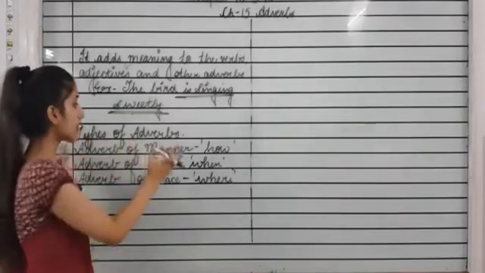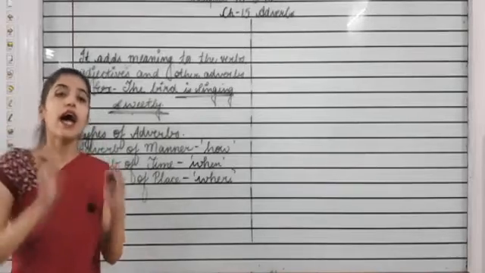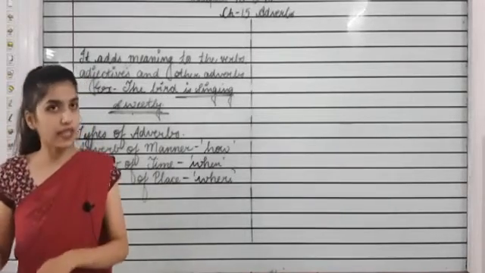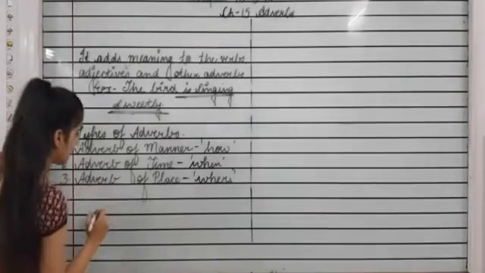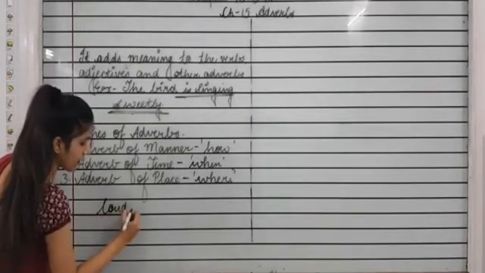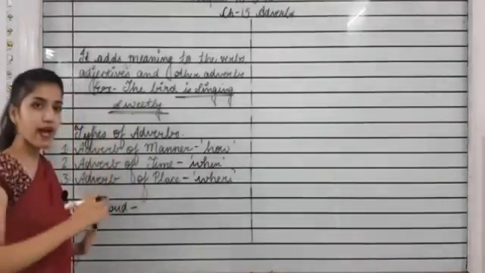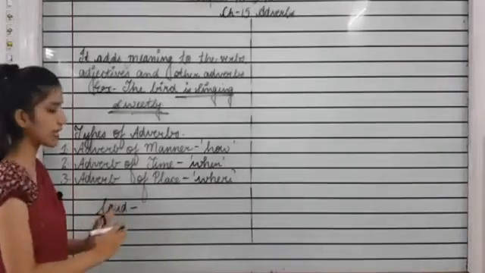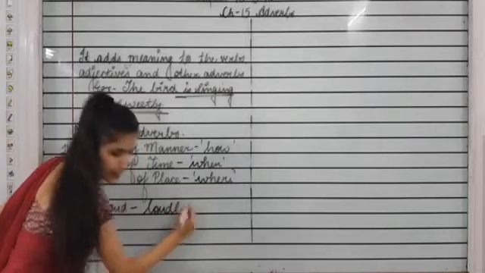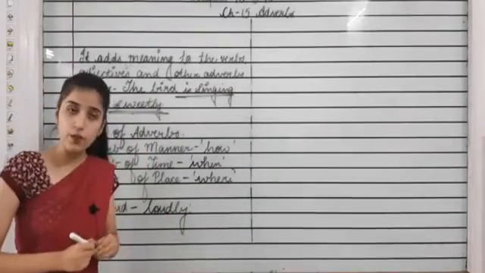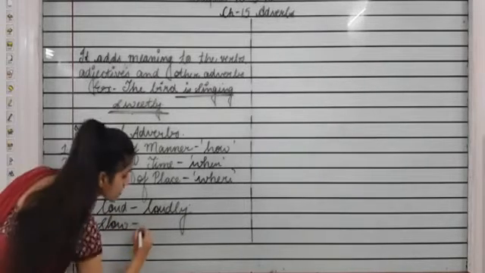To make an adverb of manner, we just add ly at the end of the adjective. If I give you the word loud, to make the adverb of manner I'll add ly after d, and that will become loudly. The example given in your book is slow, and it becomes slowly.